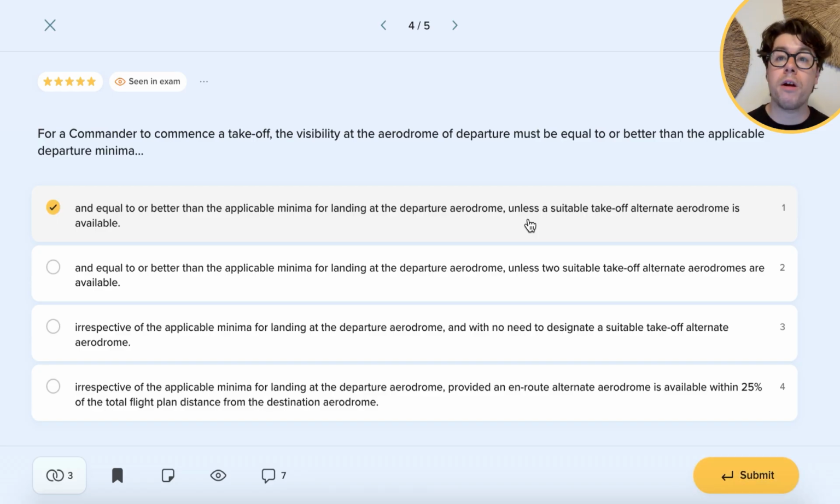So if the minimum RVR required by the procedure at this aerodrome is 1000 meters and the RVR at the airport is 600 meters, yes, you can take off legally if a specific departure is available. However, because the RVR is lower than the minima, you need to find a takeoff alternate that will allow you to land if something goes wrong.